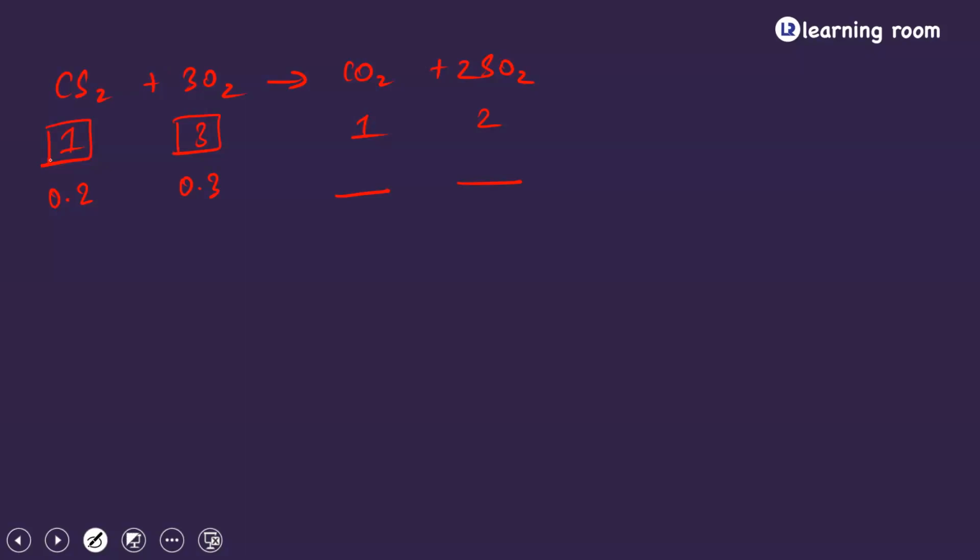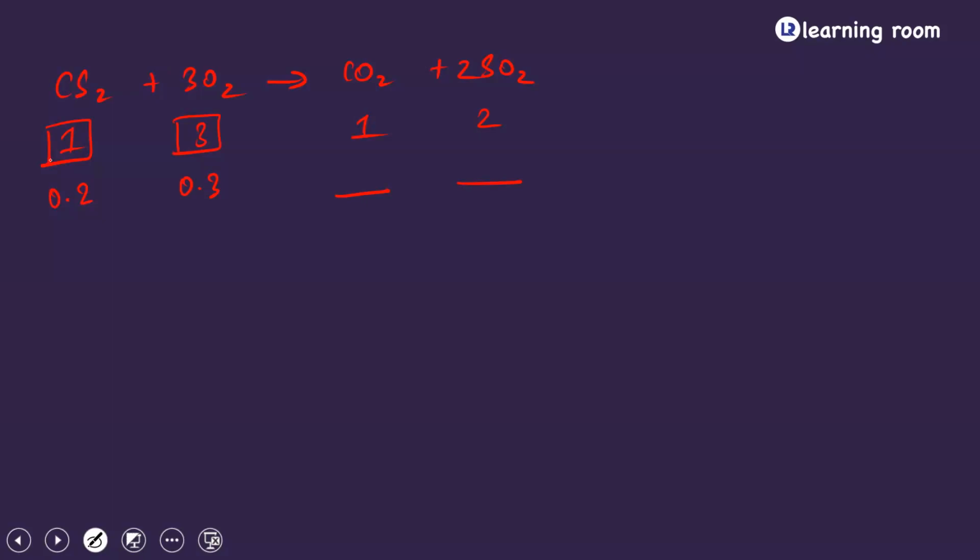Now proceed. Now tell me, Aradhna, what is the limiting reagent? O2. O2, very good. Because for 1 mole of carbon disulfide, I'll require 3 moles of oxygen. So for 0.2 moles of carbon disulfide, I'll require 1க்கு 3, 0.1க்கு 0.3. அப்ப 0.2 க்கு எவ்வளவு தேவைப்படும்? 0.6. Balaji, do you understand?